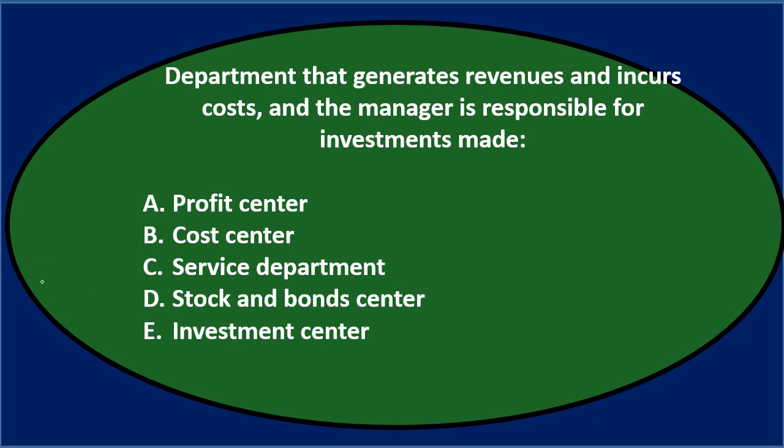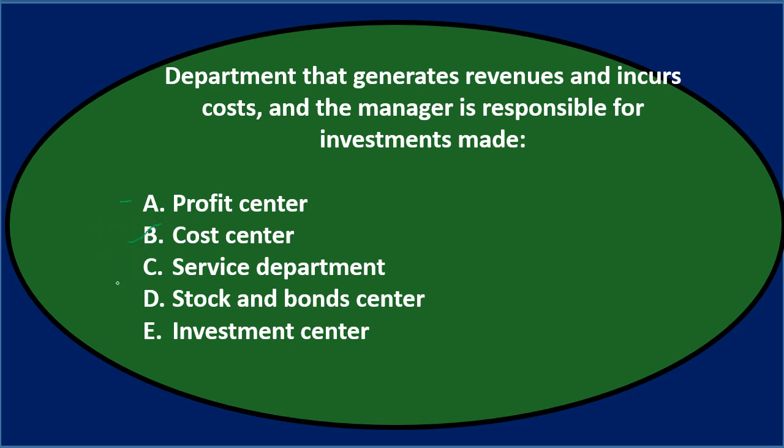Department that generates revenue and incurs costs, and the manager is responsible for the investments made. A, profit center, B, cost center, C, service department, D, stocks and bonds center, E, investment center. Let's go through this again using the process of elimination. Either A, profit center. Again, we have revenue and cost, so we'll keep that. B says a cost center. There doesn't sound like there'd be any revenue in the cost center, so I'm going to say no on that one.